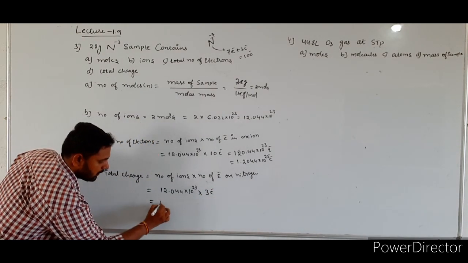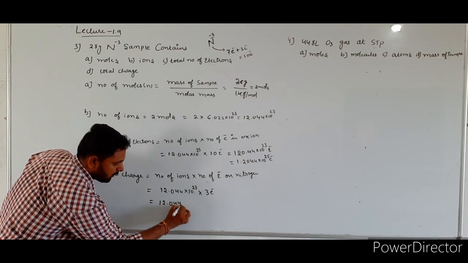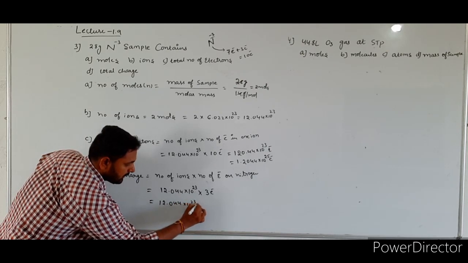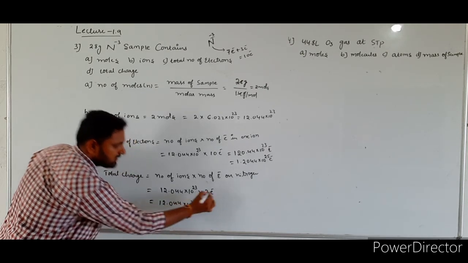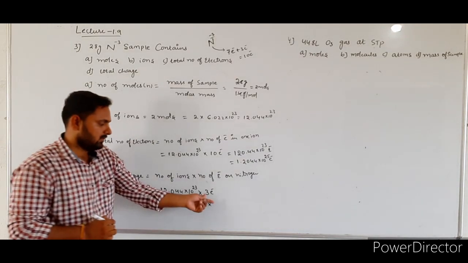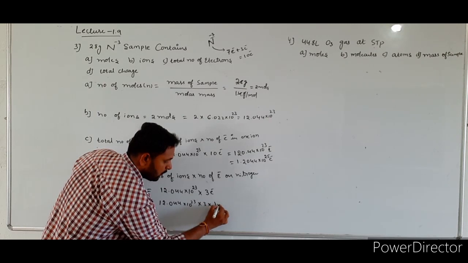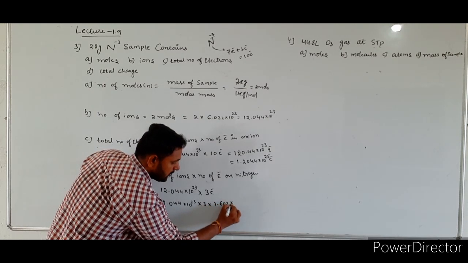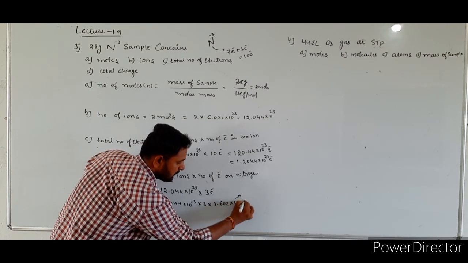Next, 12.044 into 10 power 23 into 3 into what is the charge on one electron? The charge on one electron is 1.602 into 10 power minus 19 coulombs.